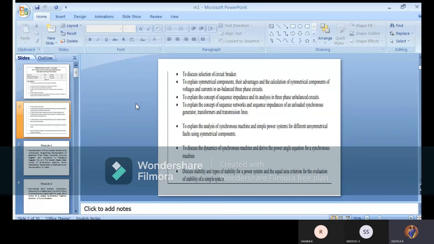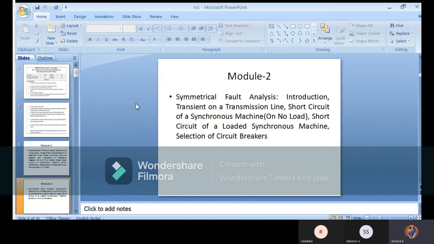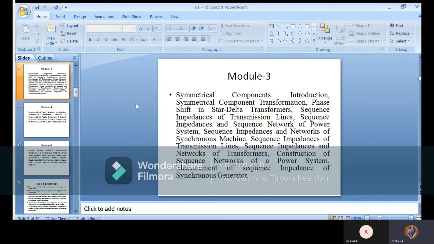How many modules are there, what are all the topics, and which book you have to refer. Of course, there will be 5 modules, completely with respect to power system analysis, where you're going to discuss the generator, reactances, impedance, symmetrical, unsymmetrical, how to do the analysis, the calculation part. That will be completely discussed in this subject. It is one of the core subjects and mandatory for an electrical engineer to know.